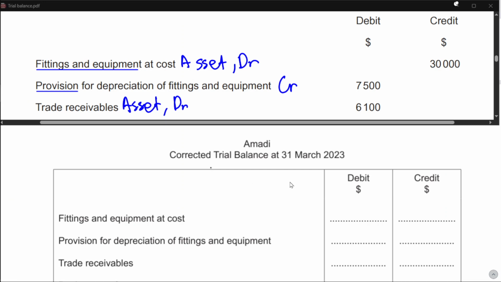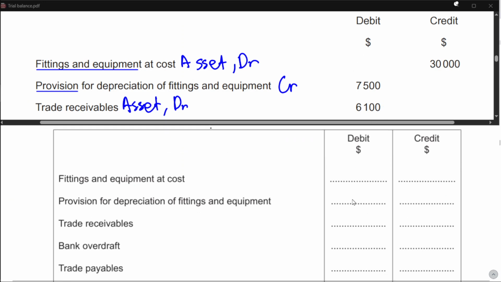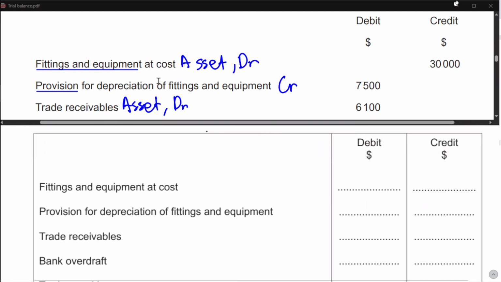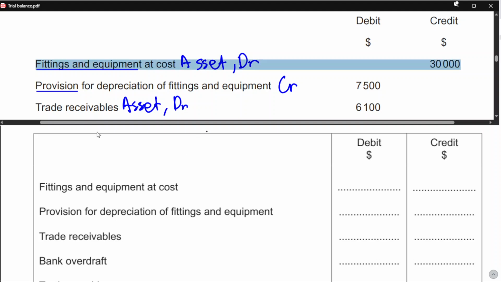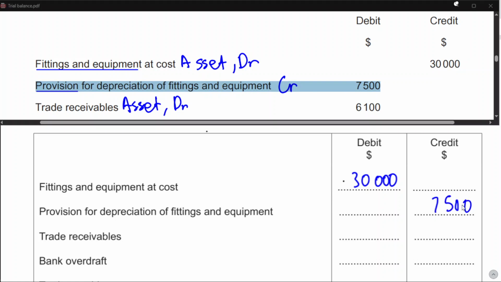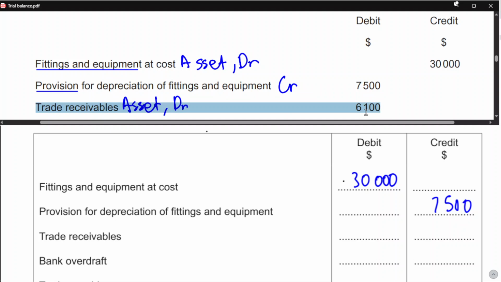Then let's do the trial balance. First item he says purchase an equipment. Debit 30K. Credit 7,500. Debit 6,100.